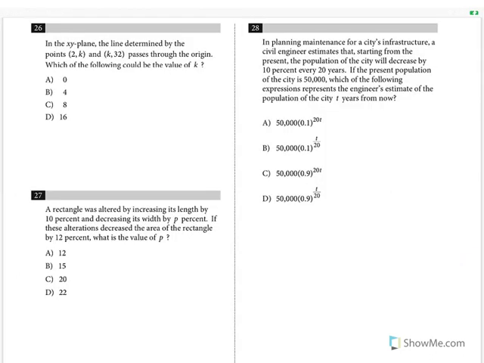In the xy plane, the line determined by the points (2, k) and (k, 32) passes through the origin. Which of the following could be the value of k? All right. Key point, statement right here: passes through the origin. So the line goes through the origin. And because it goes through the origin, that tells me we have a direct variation. And so there's our point. Neither one of those points is on the line. 2, k. And then we have k, 32.